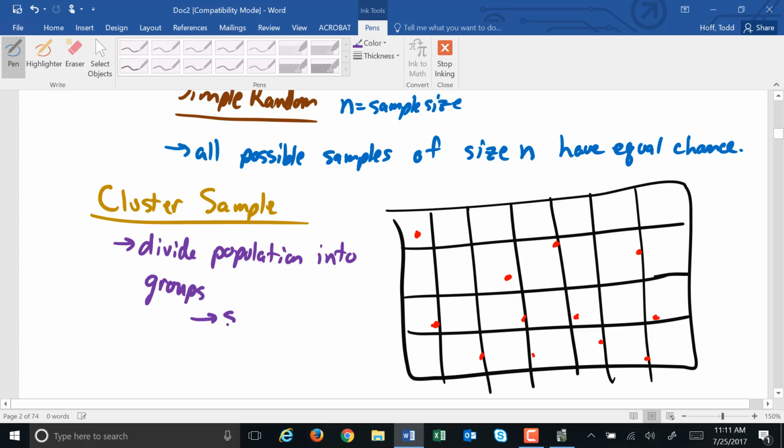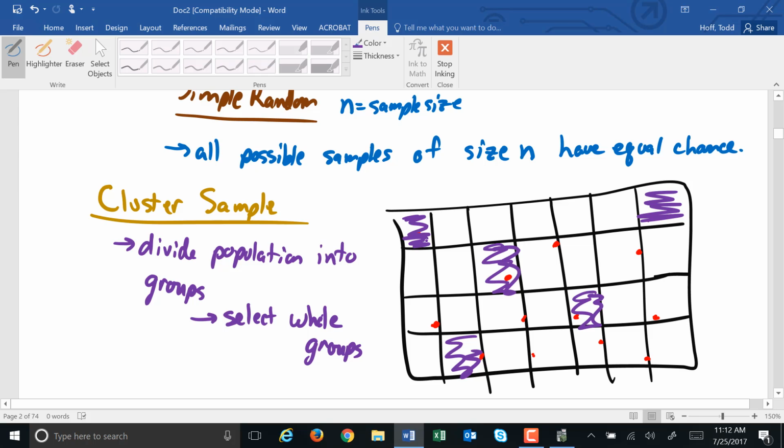Then you select whole groups. So for example here, the city is divided into blocks. I might randomly select blocks. I might select this block, this block, this block, this block, and that block to survey. That way I can drive, I can park on the corner and just walk around the block knocking on doors.